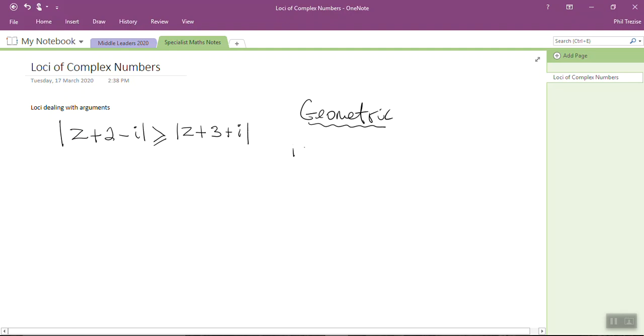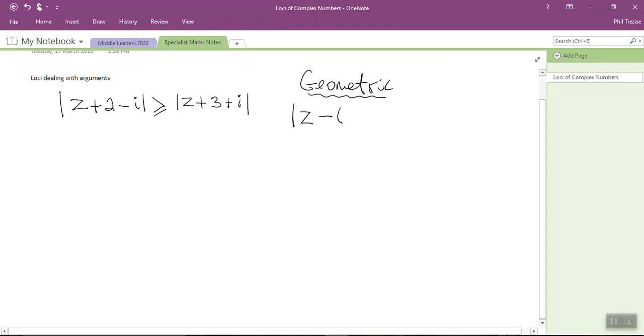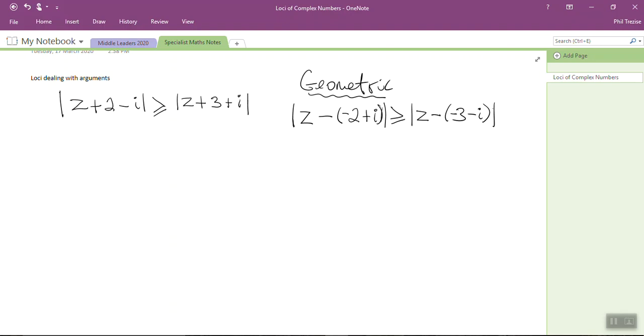So I'm going to write this as z, and then I'm going to subtract. I want to write it as a negative, so it would be minus, sorry about that, this touch screen's getting a little bit sensitive, so we're going to have minus 2, and then we'll have plus i, and the next one will be negative 3 minus i. So if we look at it like this, z is our arbitrary complex number, could be anywhere in the plane, and we're looking at the difference between z and this other point here.